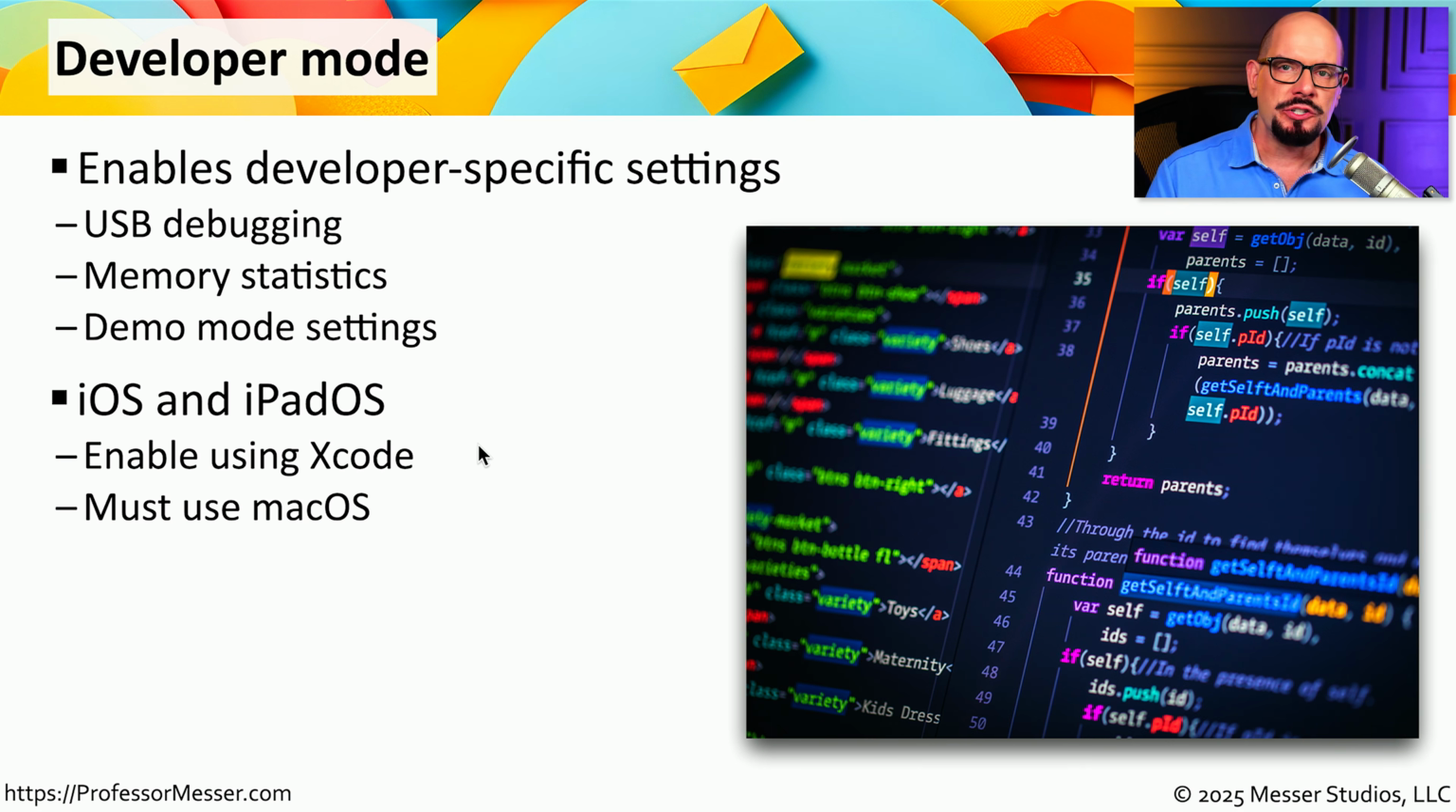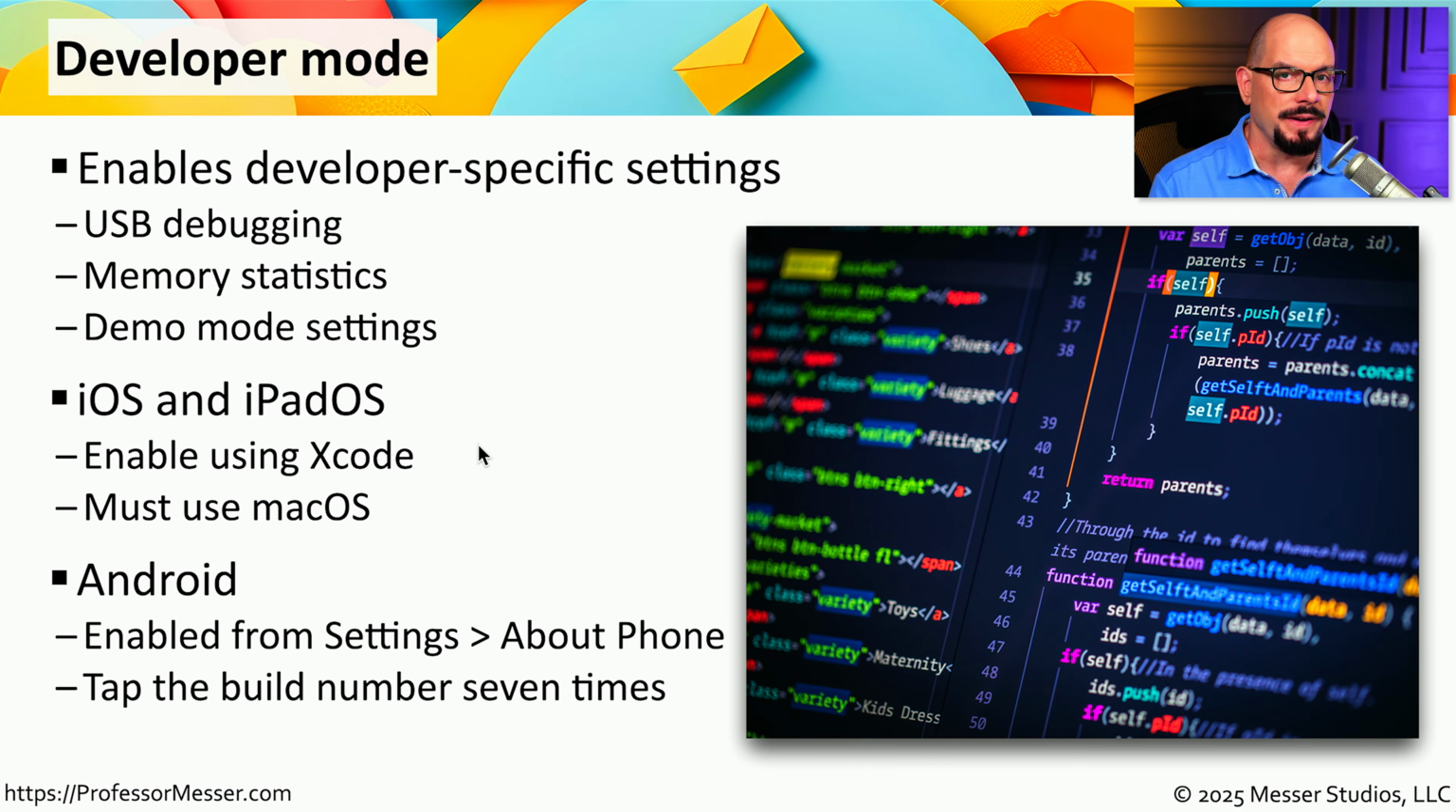So if you want to get additional log information or more details about how that device is performing, you will need a macOS device that is connected to your iPhone or your iPad. If you're on an Android device, you can configure developer mode on the Android device itself. You go to the Settings and About Phone option, and from there you tap the build number 7 times. That is your secret access into this developer mode, and you can configure and manage the developer mode from that same About Phone screen.